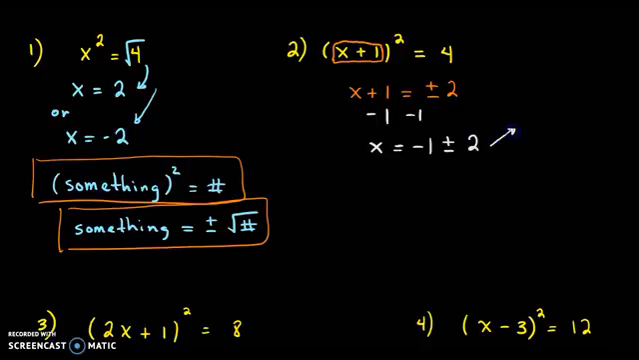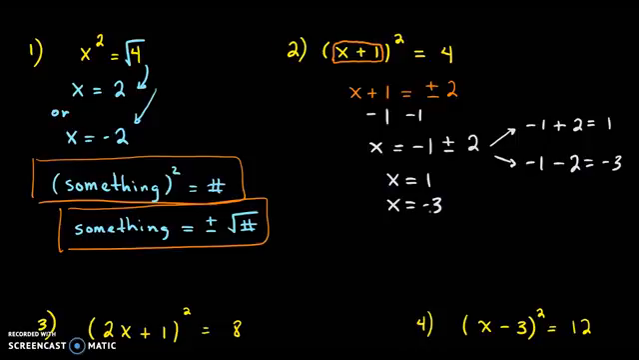So for the first part, we have -1 plus 2. For the second part, we have -1 minus 2. And we can go ahead and solve these individually. So what is -1 plus 2? Well, that's simply just 1. And -1 minus 2, that is -3. So it turns out that the answers here are x equals 1 and x equals -3.